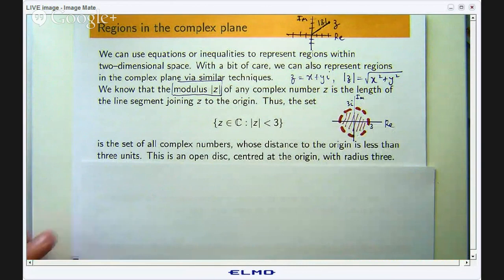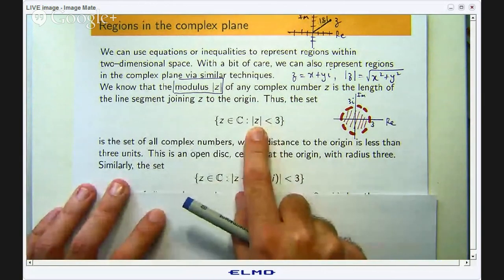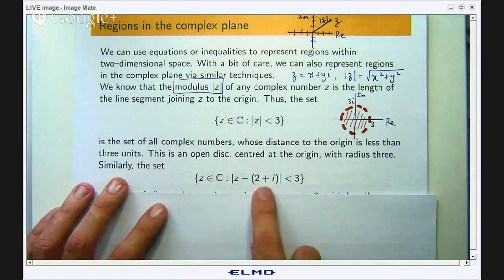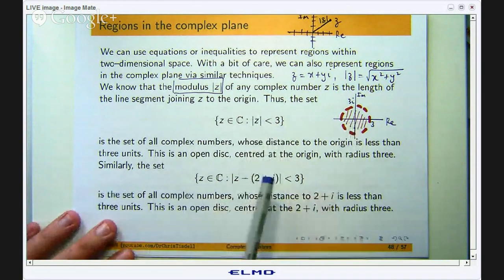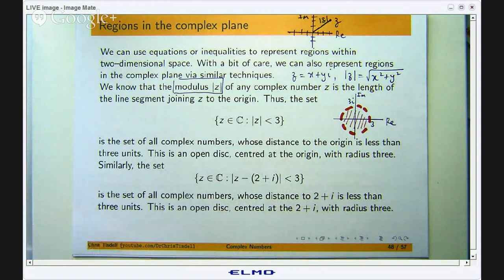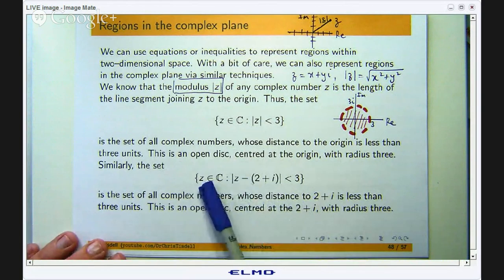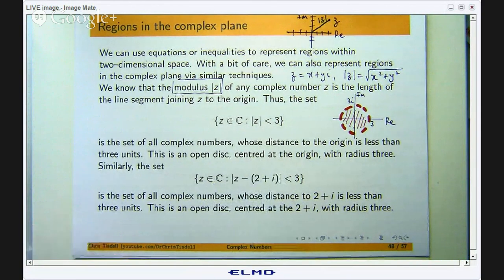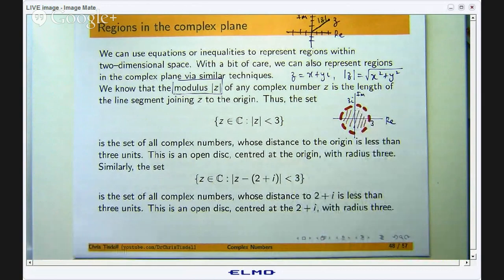Okay, all right, now let's look at a similar set. Here we've just changed something. Instead of having this modulus of z, we've got the modulus of z minus some other complex number, 2 plus i. Okay, so what does that mean? Well, that's basically working off this distance to the origin. Here we're now talking about distance to 2 plus i. So this now is all those points whose distance to 2 plus i is strictly less than 3. Again, that'll be an open disk, but just with a different center. Same radius, but just with a different center.